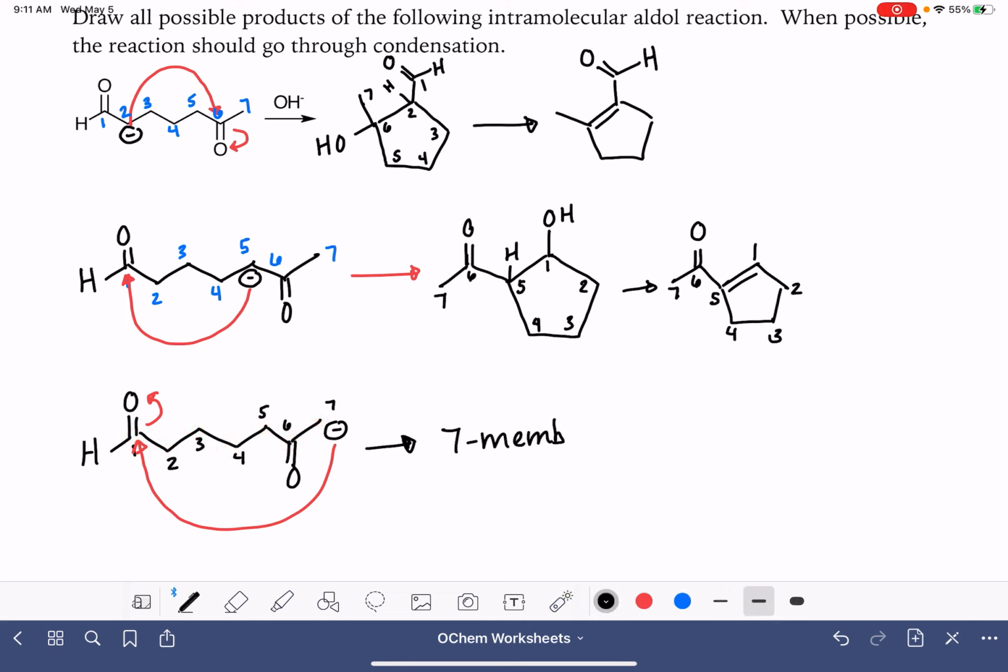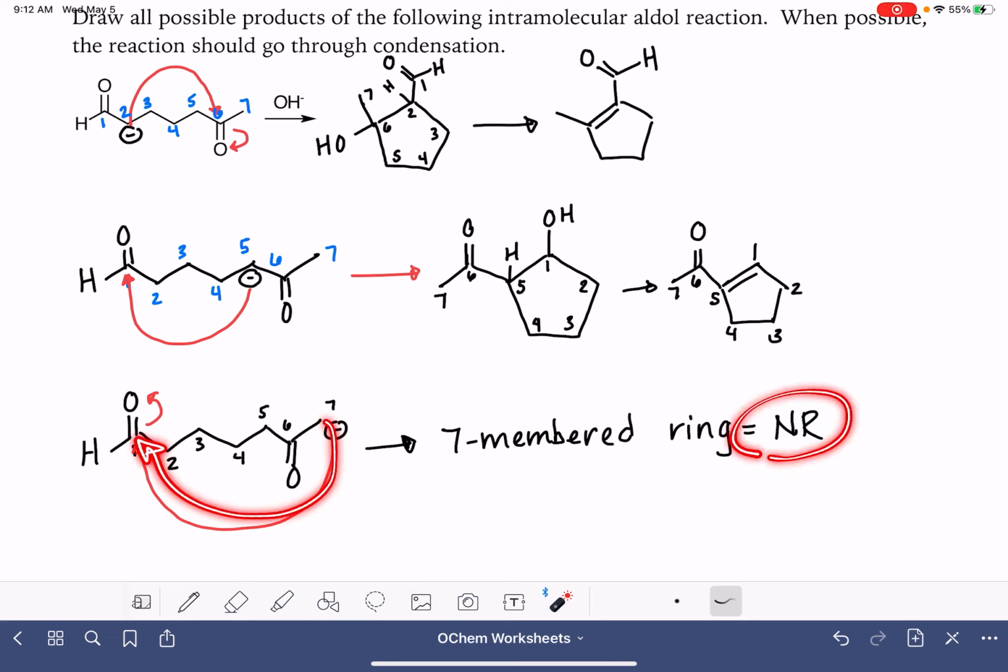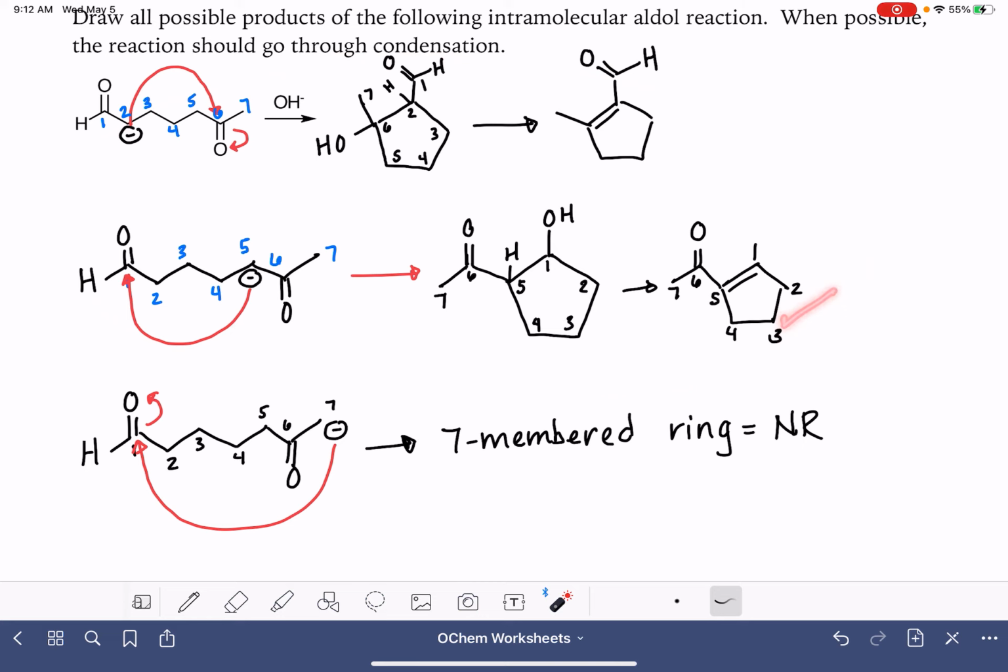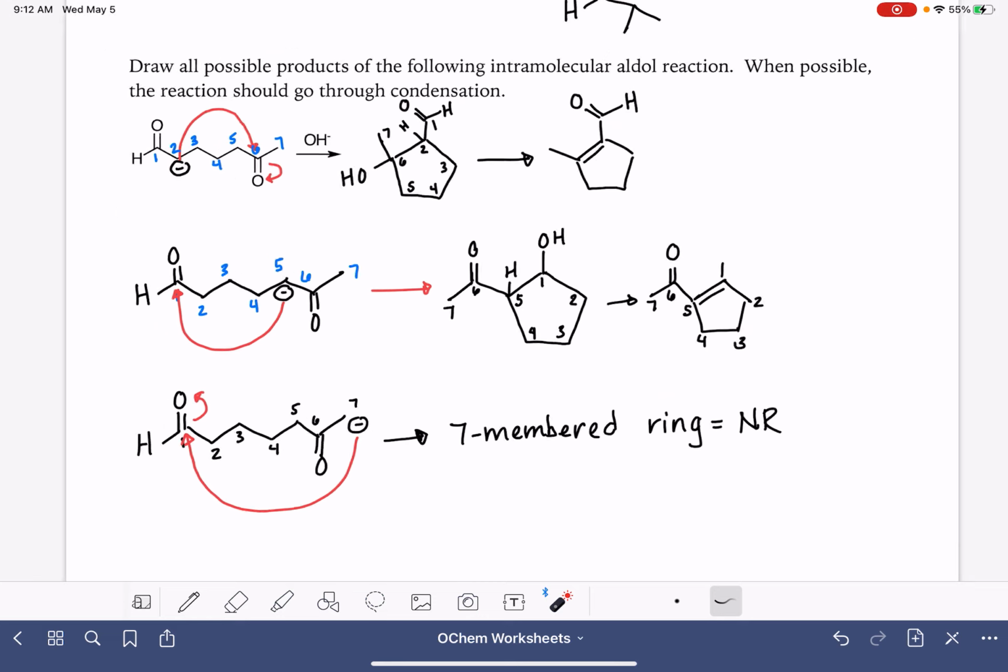And what we know from these reactions is that they only work if they are forming a 5 or 6-membered ring. So a 7-membered ring means that we're going to get no reaction from this particular possibility. Again, the intramolecular reaction only works if we form a 5-membered ring or a 6-membered ring, which are the most stable types of rings that we see.